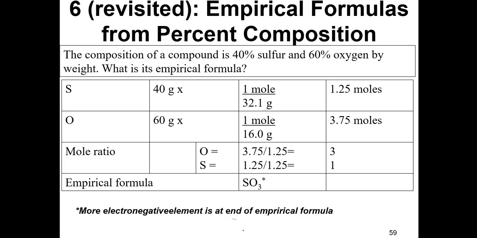So the more electronegative element is at the end of the empirical formula. I probably would take away points for that if you didn't do it that way. What I would take away points for is if you have the wrong subscripts on the empirical formula. So it's SO3.